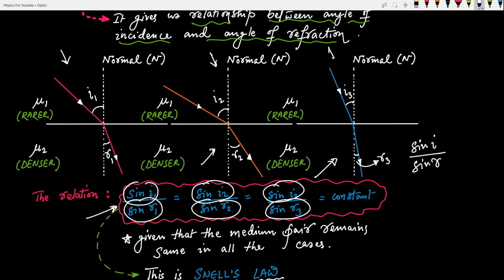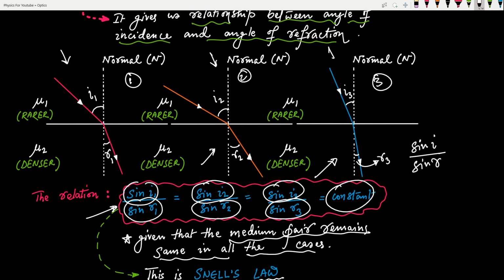The ratio of these are actually constant, and he said that this is constant. So whatever may be the angle of incidence doesn't matter. Sine of I divided by sine of R will be a constant value. One thing that should be kept in mind is that the medium pair should remain same. Okay, as you can see, for all the cases, that is case 1, case 2 and case 3, we have seen that we're changing the angle of incidence, and accordingly the angle of refraction is changing, but the thing that is remaining constant is the medium 1 and medium 2.